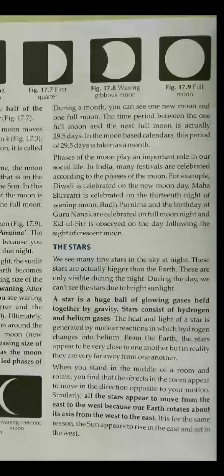From the earth, the stars appear to be very close to one another, but in reality they are very far away from one another. When you stand in the middle of a room and rotate, you find that the objects in the room appear to move in the direction opposite to your motion. Similarly, all the stars appear to move from the east to the west because our earth rotates about its axis from the west to east. It is for the same reason the sun appears to rise in the east and set in the west.